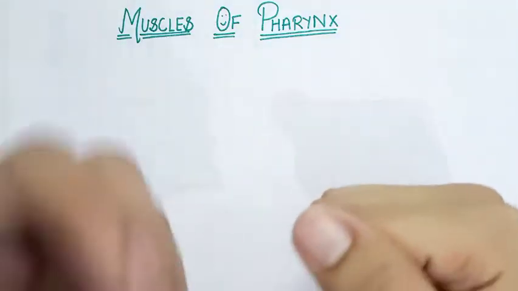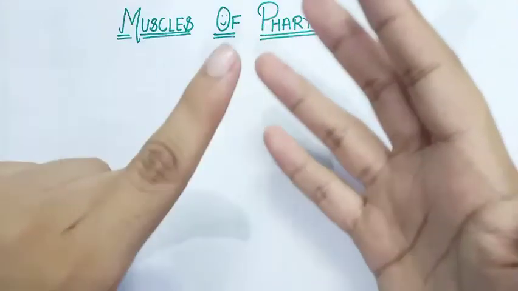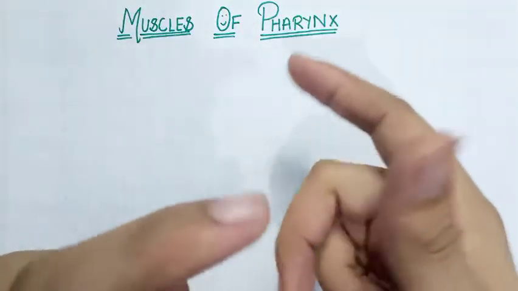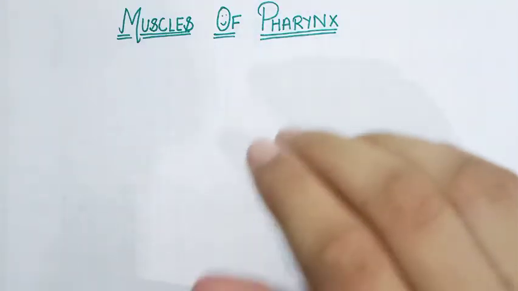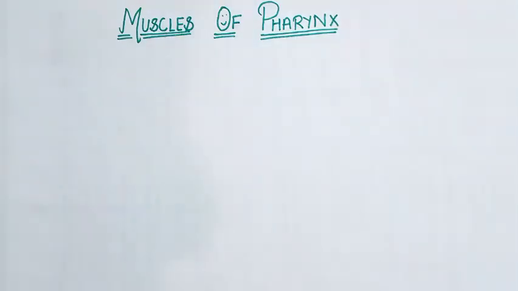As I told in the previous video, the pharyngeal wall consists of 5 layers: mucosa, submucosa, pharyngobasilar fascia, the muscles of pharynx, and the buccopharyngeal fascia. So we talked in detail about the rest of the 4 layers. Now it's time to discuss the muscles of the pharynx.